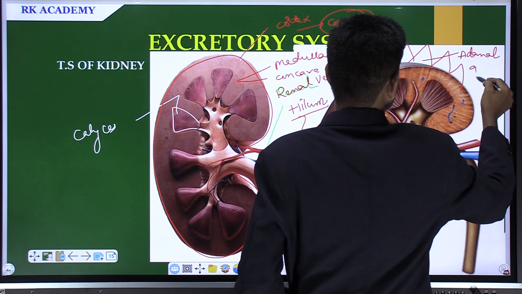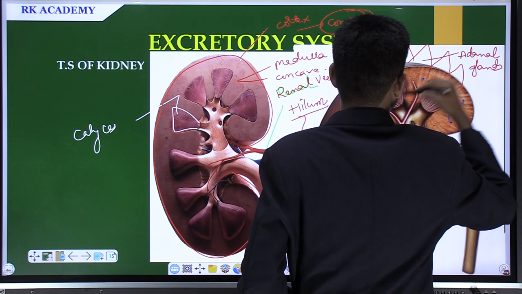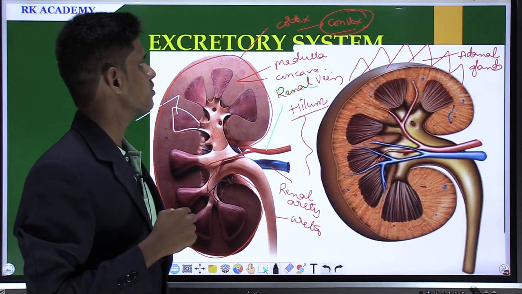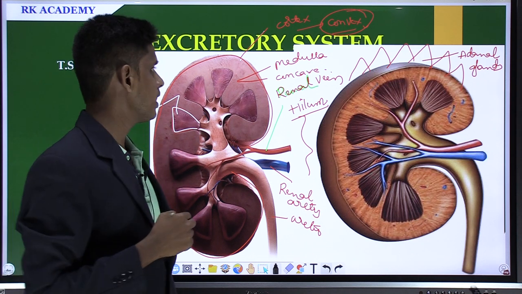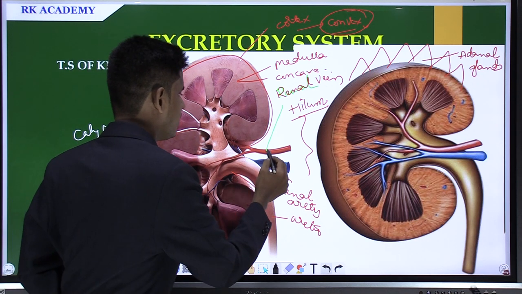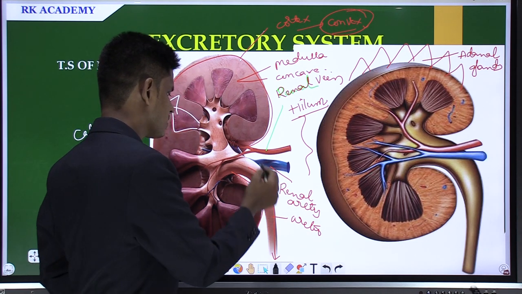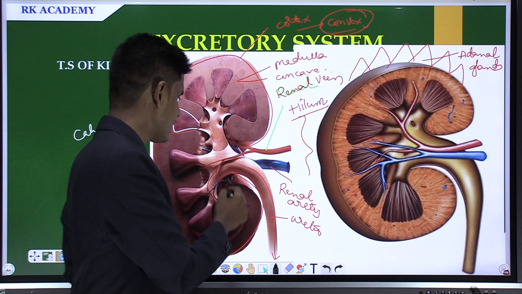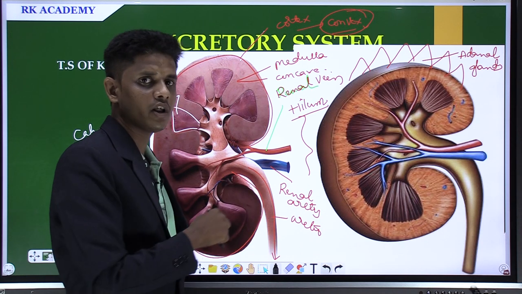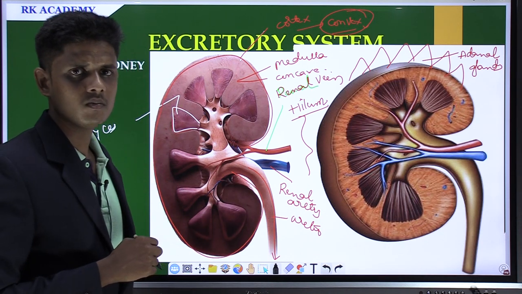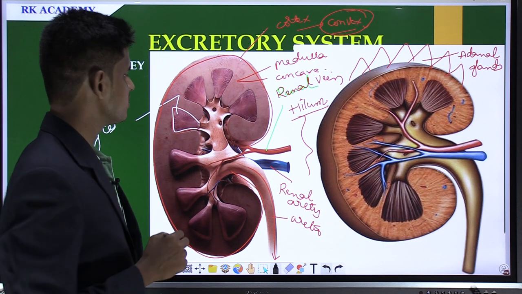Adrenal glands. The outer region of the kidney is the cortex and the inner region of the kidney is the medulla. This is the renal vein, this is the renal artery and this is the ureter, where the waste materials are excreted and transported to the urinary bladder of our body. This is the structure of a kidney.